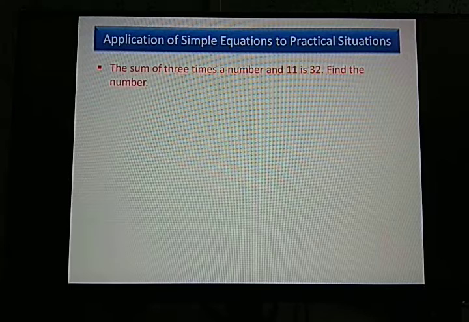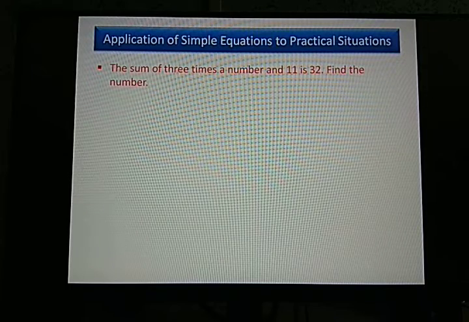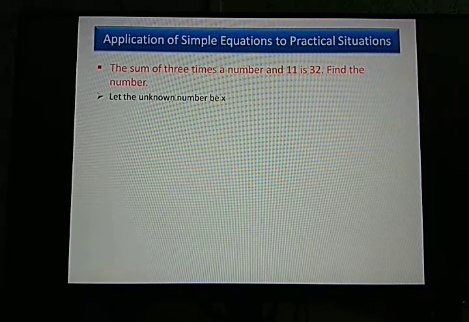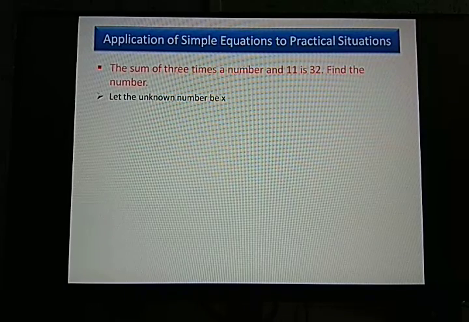So here is a question given to us. The question says the sum of 3 times a number and 11 is 32. So we need to find that number. Now we don't know what number it is. It is unknown to us. So we'll denote it with the help of a variable. So let the unknown number be x.